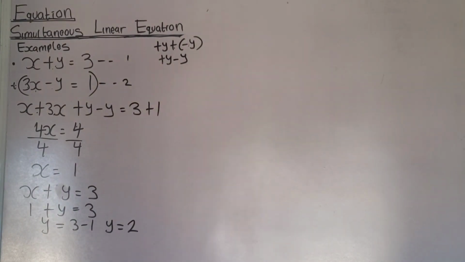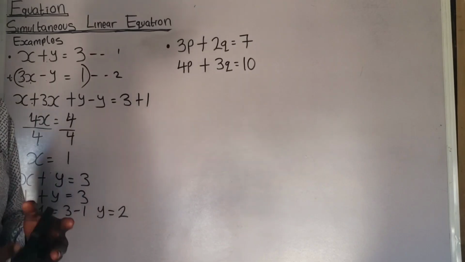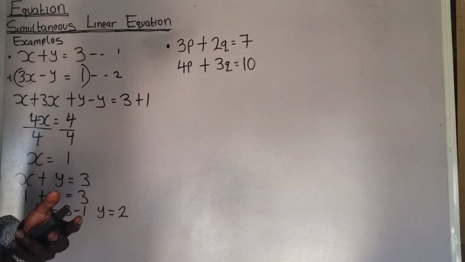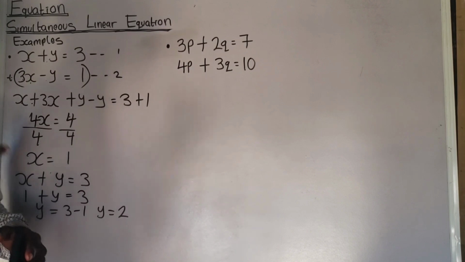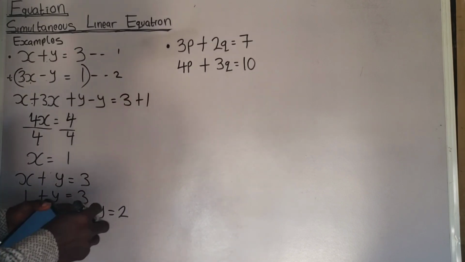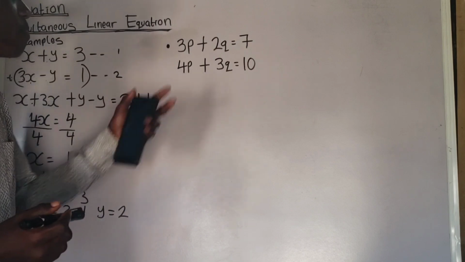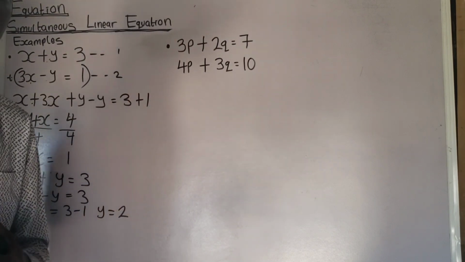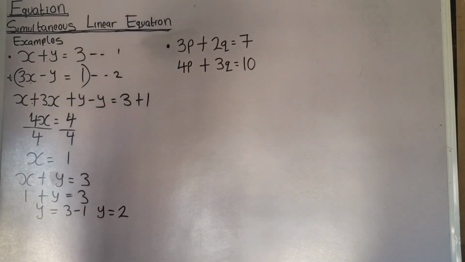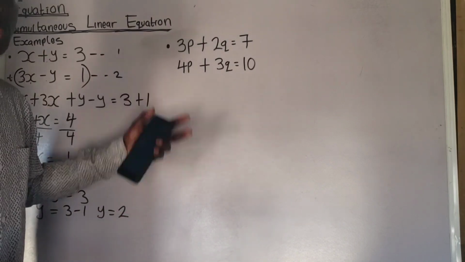Do you understand? Okay. Now let us have another worked example. Make sure you are getting the solution to each question. If you didn't understand, reverse the video and listen to the explanation again. Okay. Now we have 3p plus 2q is equals to 7 and 4p plus 3q is equals to 10. We are asked to solve for the value of p and q. You can see now this one is also a simultaneous equation.